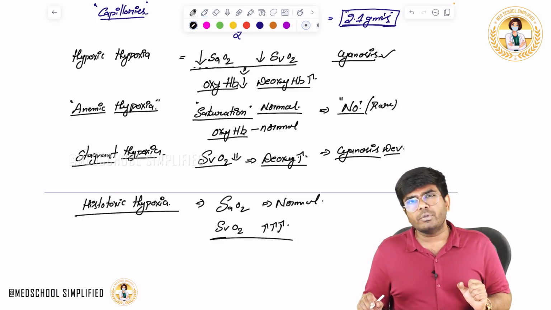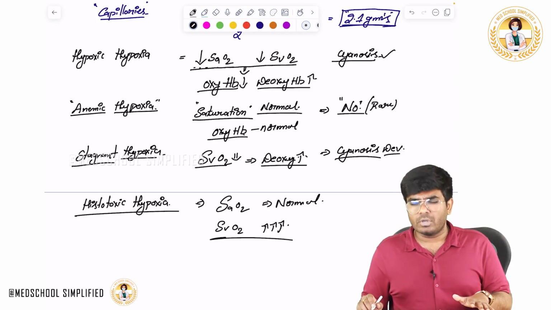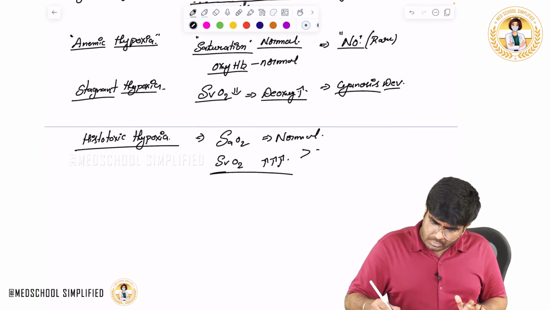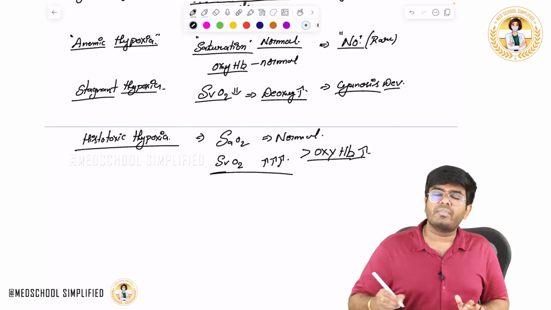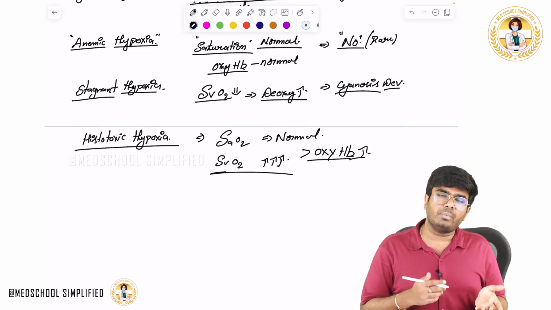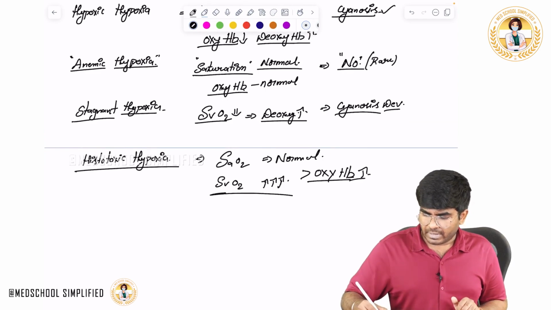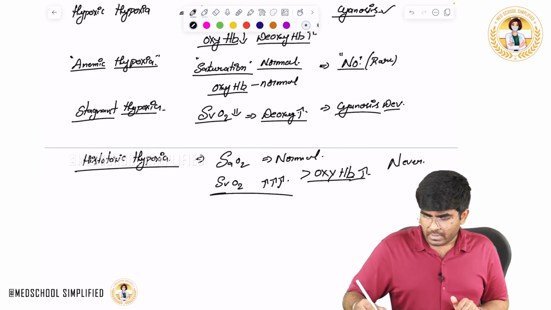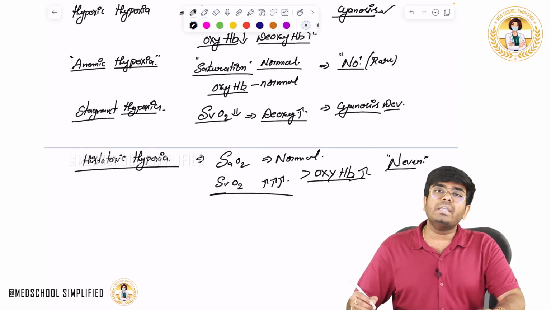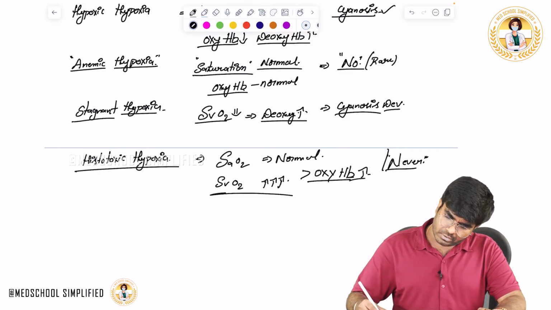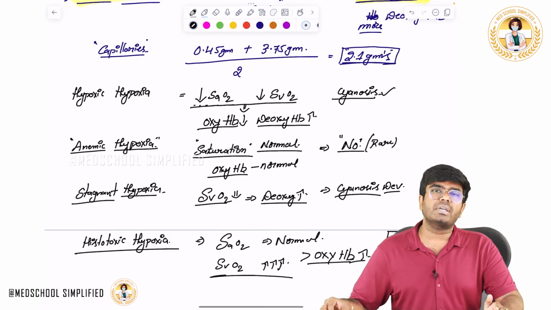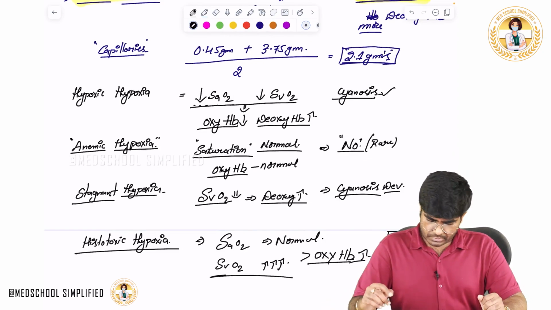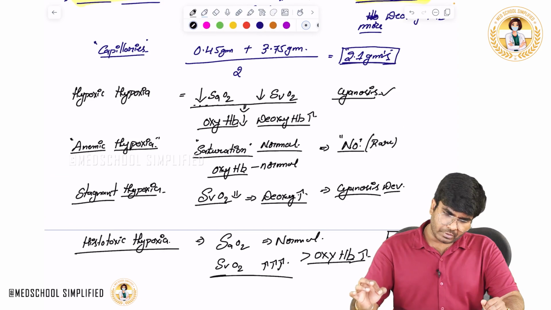So do you think hemoglobin saturation decreases? No. So what about the oxyhemoglobin? Oxyhemoglobin levels are going to be more, to be frank. More oxygen is binding with the hemoglobin. So does cyanosis develop? Never. This is the point which I want you to know. In histotoxic hypoxia, cyanosis will never develop.